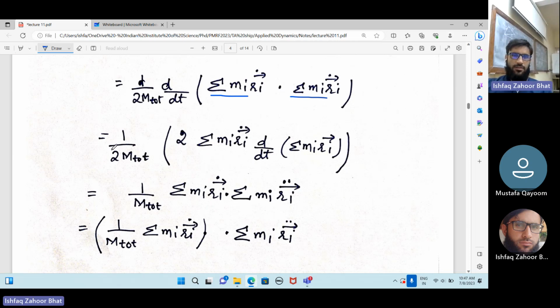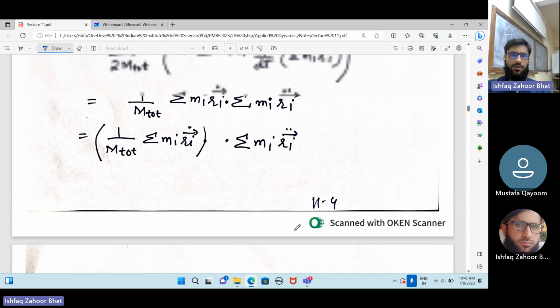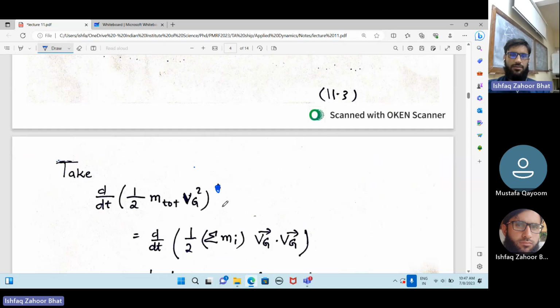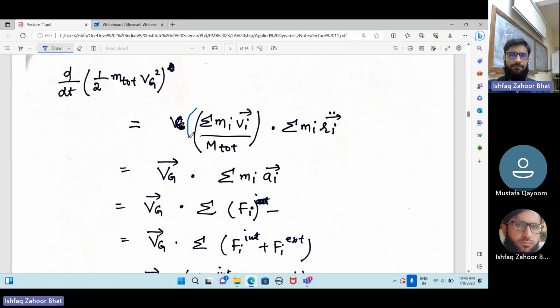Okay, so the 2 and 2 will get cancelled. So we have 1 upon m total summation of mi ri dot, dotted with summation of mi ri double dot. So it is dot here, so it becomes ri double dot. So d by dt of this thing is nothing but summation of mi vi upon m total, dotted with summation of mi ri double dot. What is this thing?